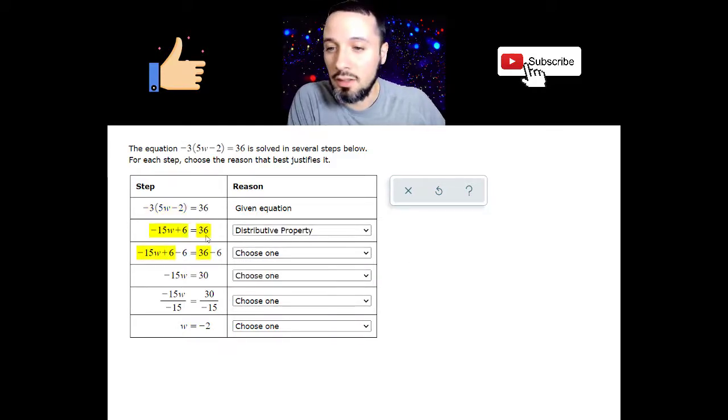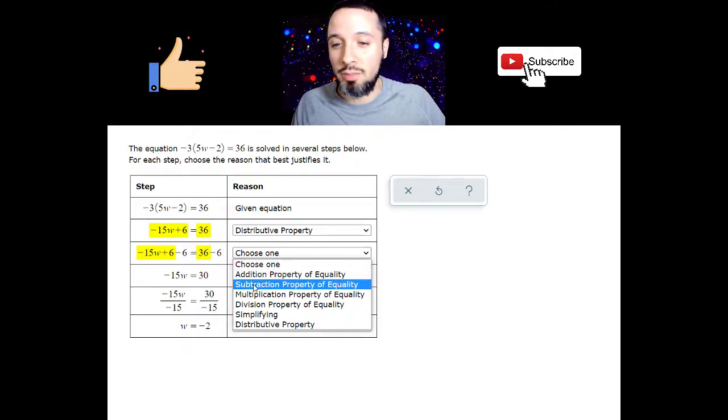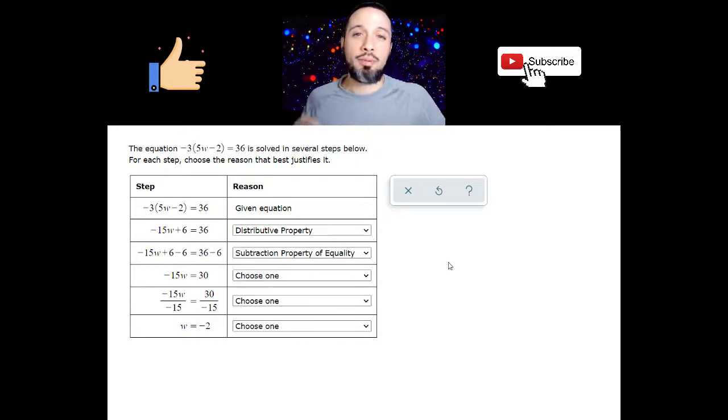Next step, I can see that everything looks the same, except now I have minus 6 on both sides. So on the left side, we started with two terms, right? Negative 15w plus 6. And then in the next step, you got negative 15w plus 6 minus 6. So the third term is new. And then on the right side, we started with 36. And then the next step, we have 36 minus 6. So since they subtracted 6 to both sides, that's subtraction property of equality. So I would choose subtraction property of equality. Always keeping in mind, properties of equality means they did the same thing to both sides.